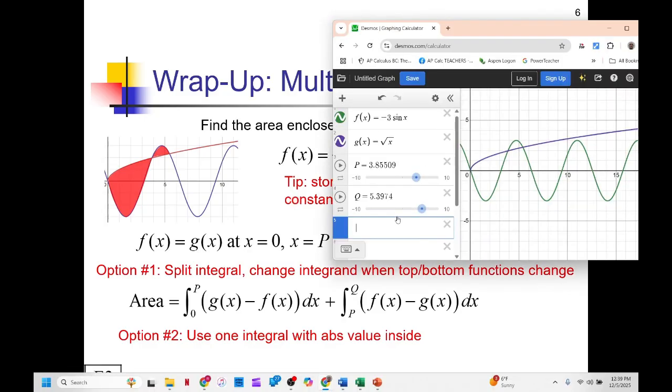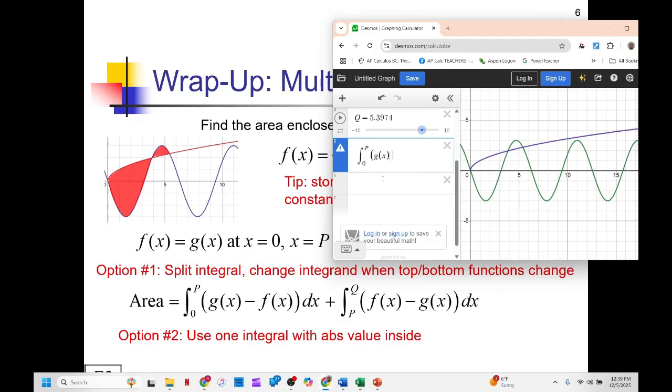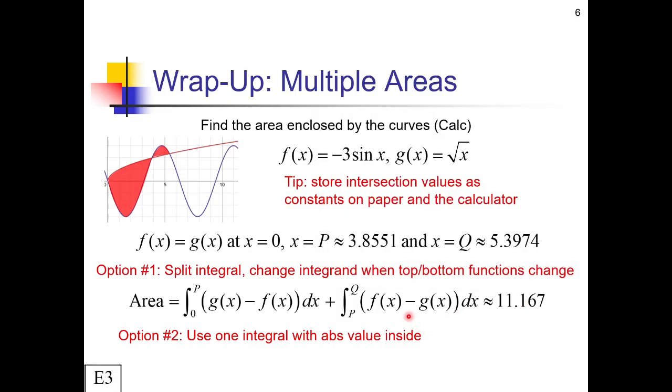So we have integral from 0 to P, and I've already stored P, and then parentheses g of x minus f of x, close parentheses, dx, and we're adding to that another integral, from P to Q. This is why it's nice to have those stored, and then parentheses f of x minus g of x, dx, and all that comes out to 11.167. All well and good. So that's one way to do it.